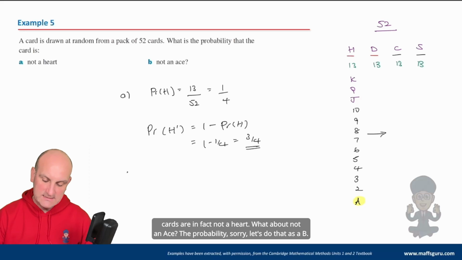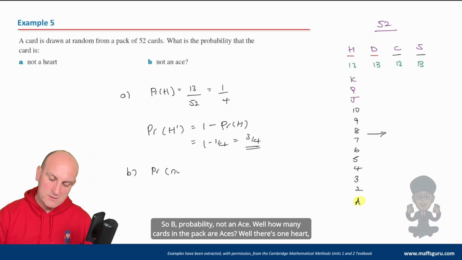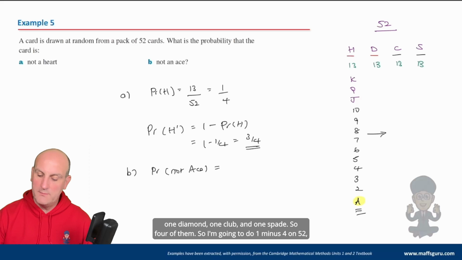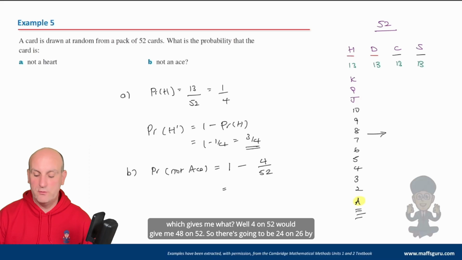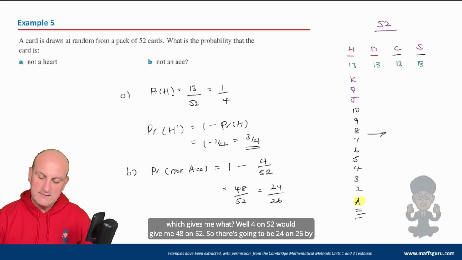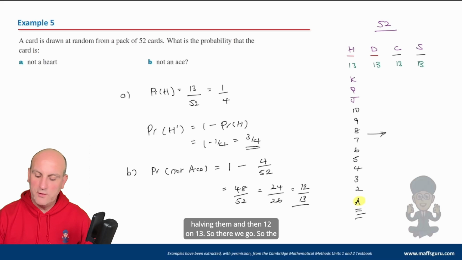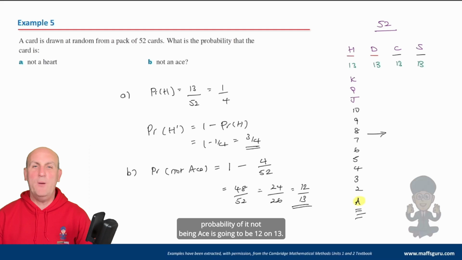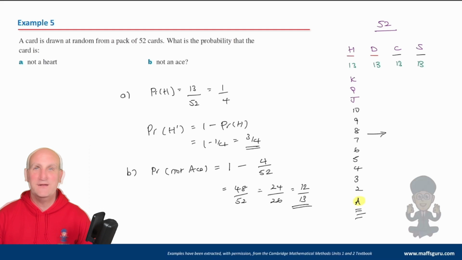What about not an ace? The probability, sorry, let's do that as a B. So B, probability not an ace. Well, how many cards in the pack are aces? Well, there's 1 heart, 1 diamond, 1 club, and 1 spade. So 4 of them. So I'm going to do 1 minus 4 on 52, which gives me what? Well, 4 on 52 would give me 48 on 52. So it's going to be 24 on 26 by halving them, and then 12 on 13. So there we go. So the probability of not being an ace is going to be 12 on 13.